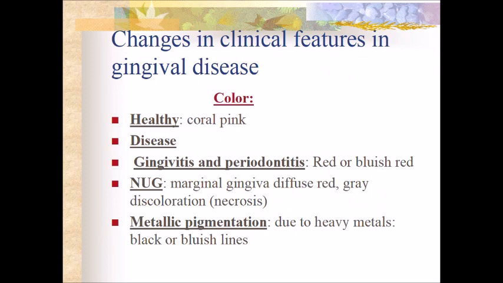And then we will be discussing changes in clinical features in various gingival diseases. I have already discussed the features that will be there in the healthy state. Now first is color. In healthy gingiva, coral pink was there, but in diseases like gingivitis and periodontitis, red or bluish red will be there. In necrotizing ulcerative gingivitis, the marginal gingiva shows diffuse red or grayish discoloration. It is because of the necrosis that is there. Metallic pigmentation due to heavy metals shows a black or bluish line.